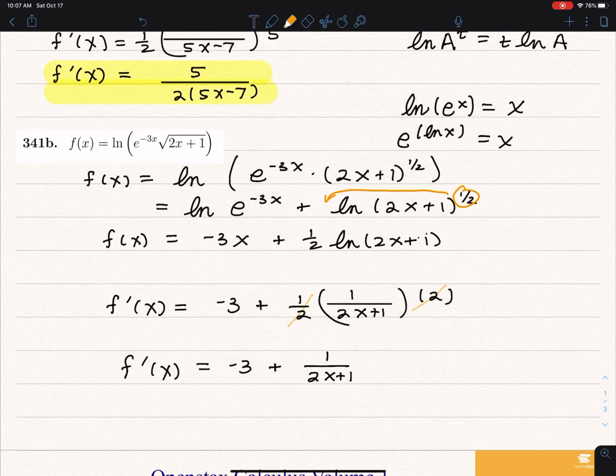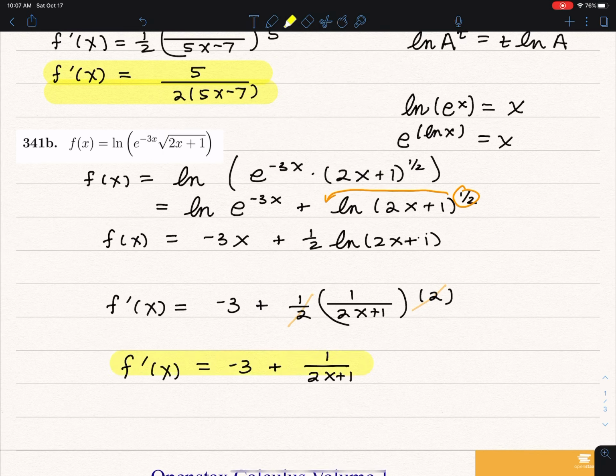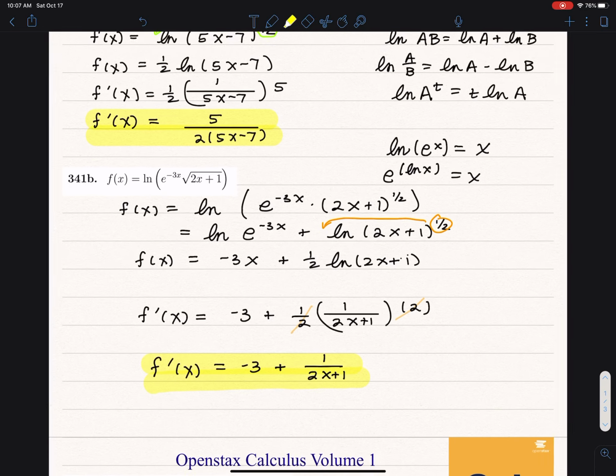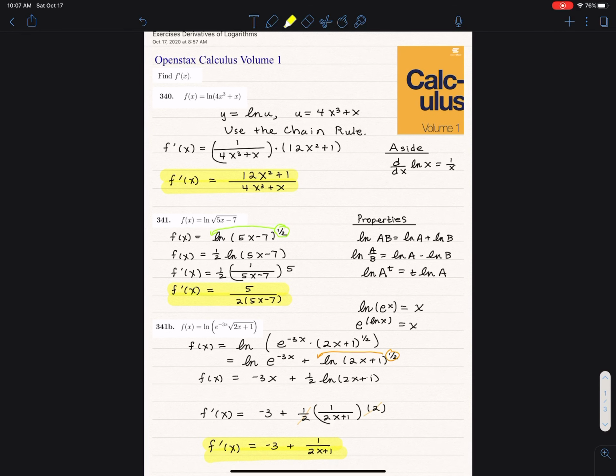So I'm using properties of logarithms to change the form of my function so that I have something which is easier to differentiate. These are three basic problems. The first two are from OpenStax Calculus Volume 1. The third one I put together myself. And those show some of the ideas behind differentiating functions involving logarithms.